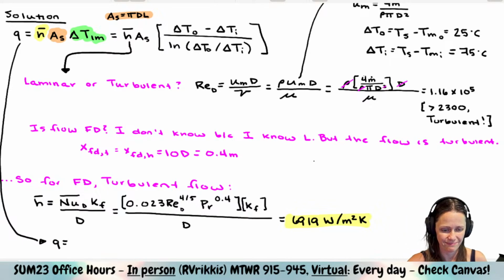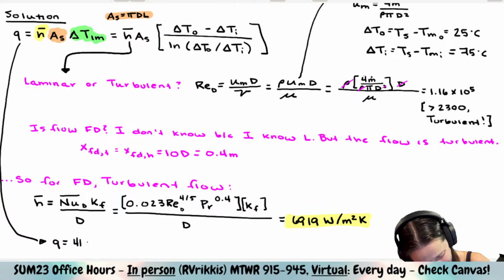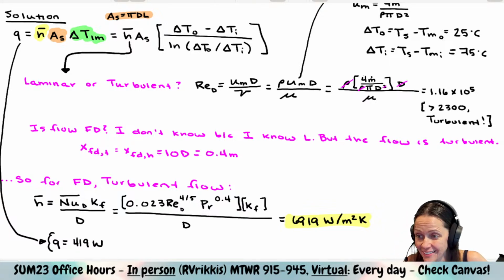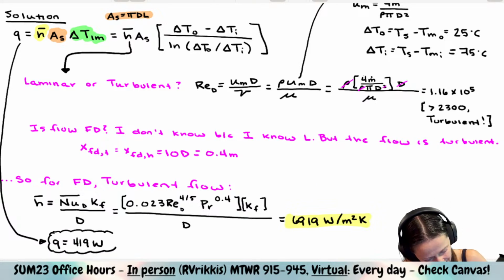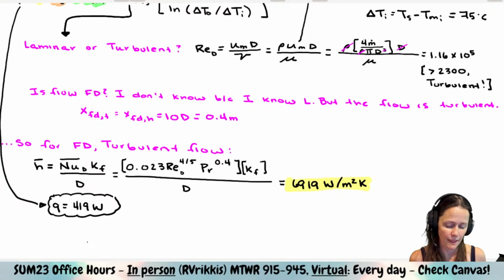What do I get? Something. 419. Lord have mercy. Hopefully you can still see this and kind of see it. Perfect. All right.